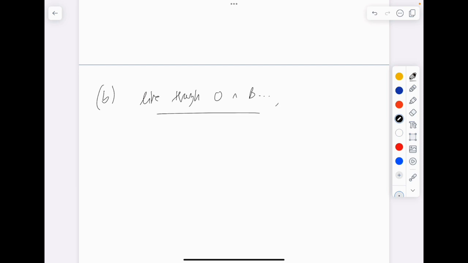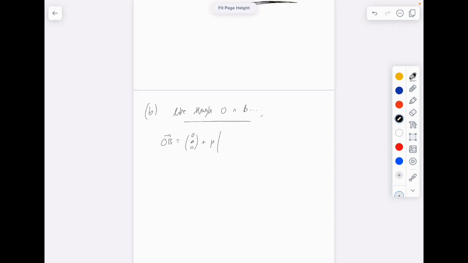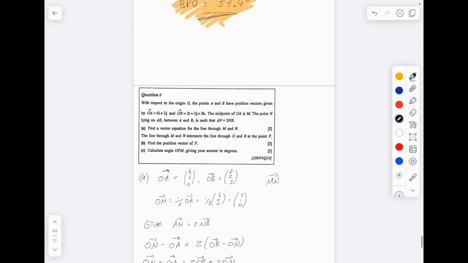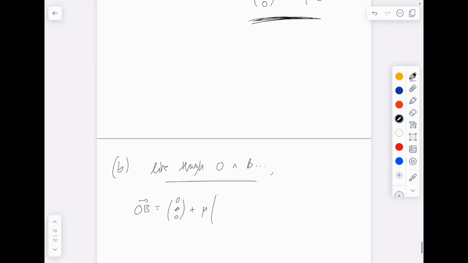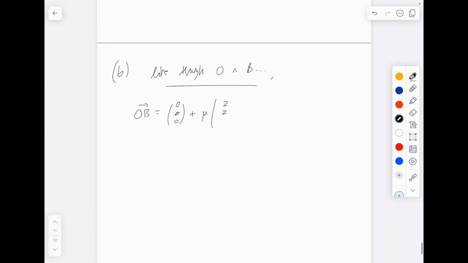What is the line through O and B? So OB, we could say it's the origin. We give a value of mu for the multiplier, and it's just going to be OB, so 2, 2, 3. Okay. Cool.